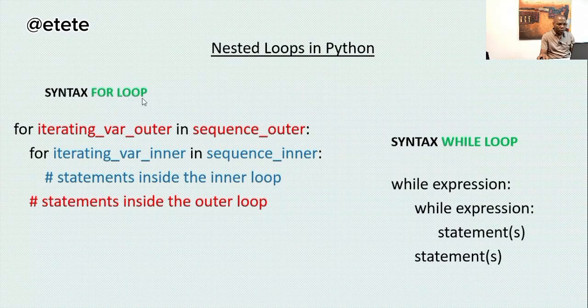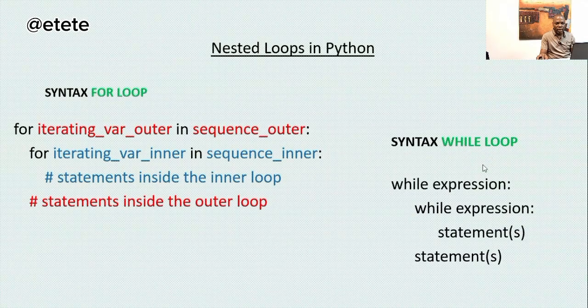This is the syntax for a for loop. For iterating variable outer in sequence outer, for iterating variable inner in sequence inner, then you go in and carry out this statement. And then this is the statement for the outer loop. So this is the inner loop. This is the statement for the outer loop.